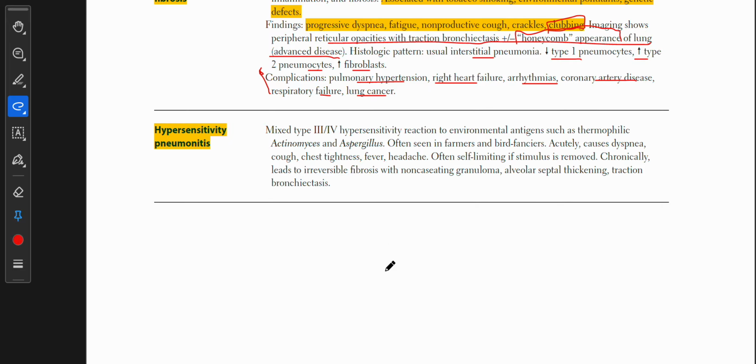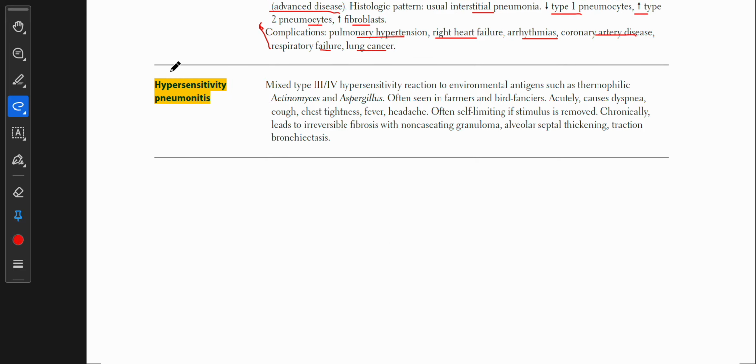So in hypersensitivity pneumonitis, there is a mixed type of hypersensitivity, not third, not fourth. There is type 3 and type 4 hypersensitivity reaction to environmental antigens such as thermophilic actinomyces or Aspergillus. Aspergillus is a fungus, right? So it is often seen in farmers and bird fanciers, since Aspergillus is mostly found in fields, and also acutely causes dyspnea, cough, chest tightness, fever, and headache.